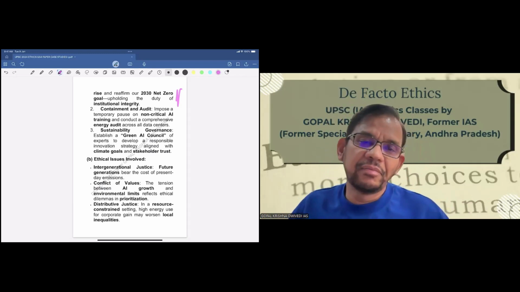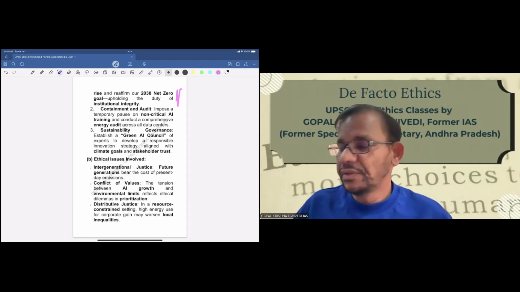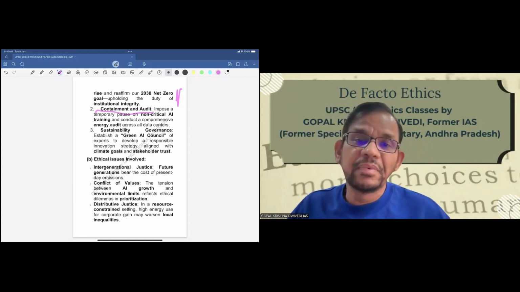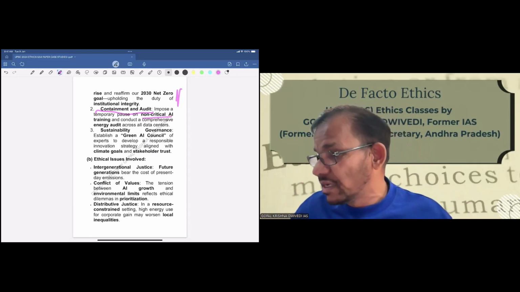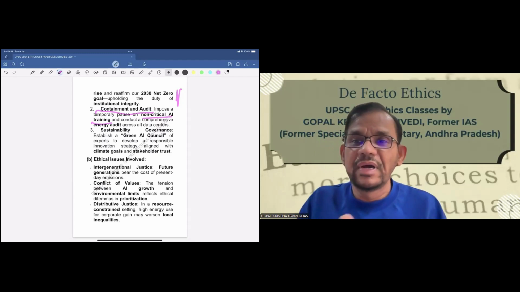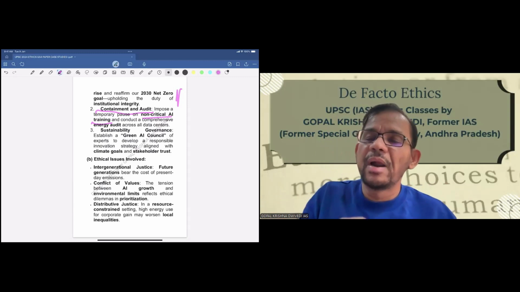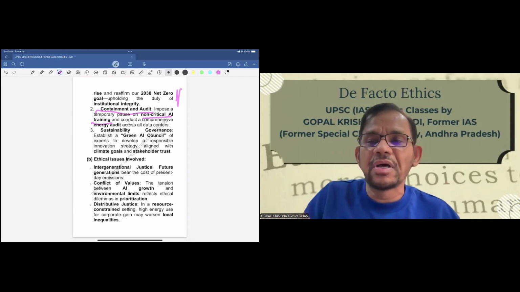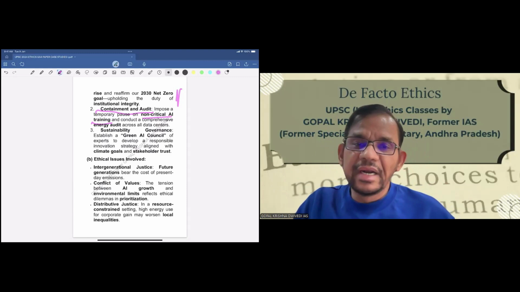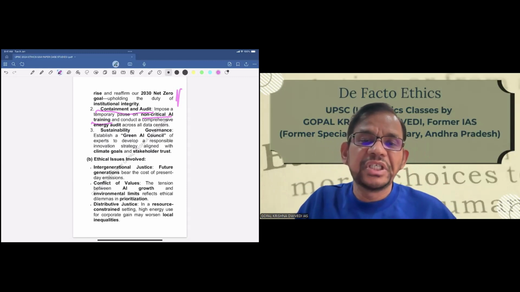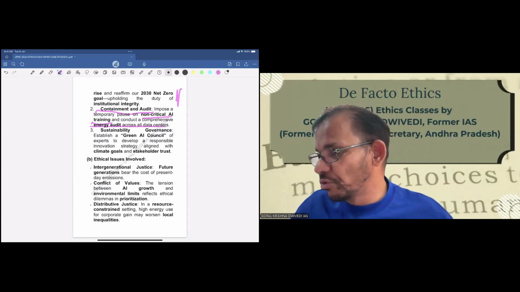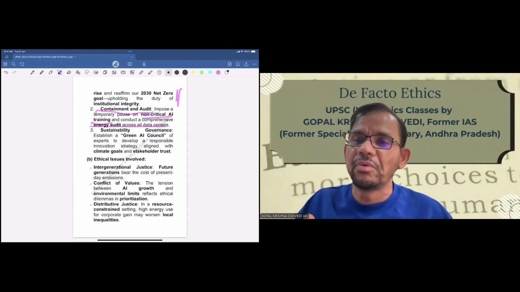Now, what is the second step which we can take? Containment and audit. So this is again the second step which one should take up. Impose a temporary pause on non-critical AI training. So please understand this word. Non-critical AI training means AI training you have to divide in two parts. One is the critical part, another is non-critical. The critical part you cannot stop. So you have to identify the non-critical part, and you have to temporarily pause the non-critical part, and conduct a comprehensive energy audit across all data centers. So this has to be done just to find out what we can do, how best we can tackle this issue.